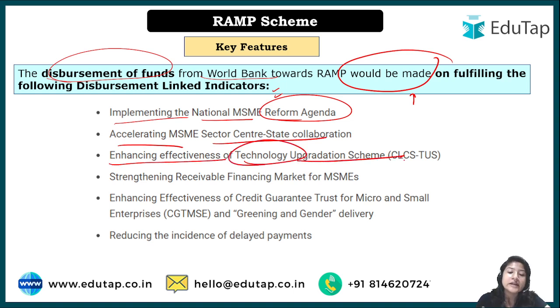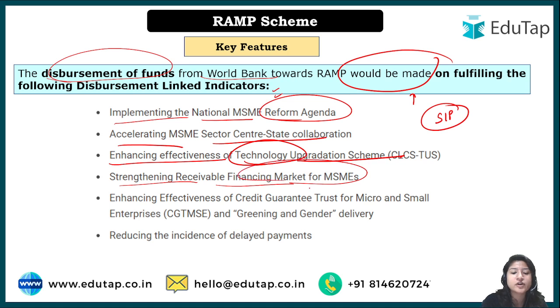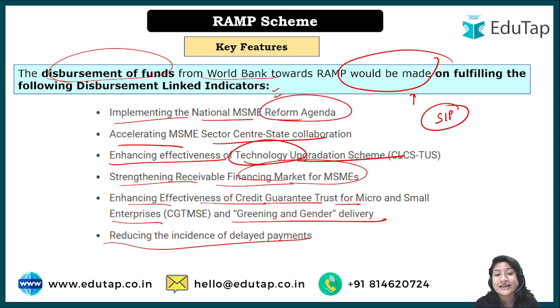So we are talking about technology upgradation also, and that is why when we are talking about strategic investment plan, in that also we looked at that various plans will be made. So there we're talking about digitalization, we are also talking about other such factors, for example technology upgradation. Next is strengthening receivable financing market for MSME. Okay, enhancing effectiveness of credit guarantee trust for micro and small enterprises, greening and gender delivery, and reducing the incidence of delayed payments. So these factors should be met under the disbursement linked indicators, and after that the World Bank would be providing us with the loans.